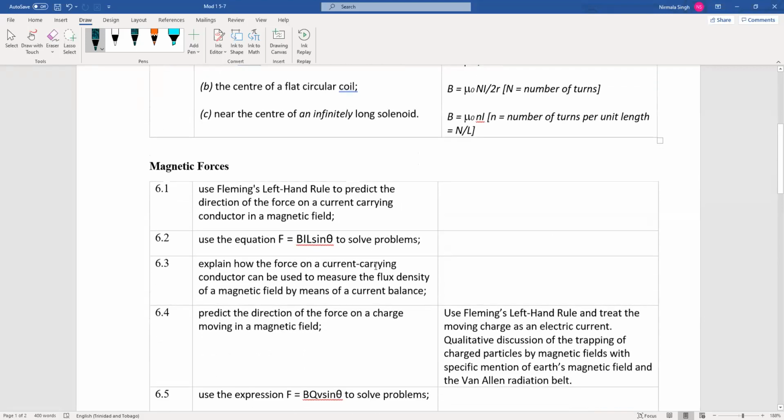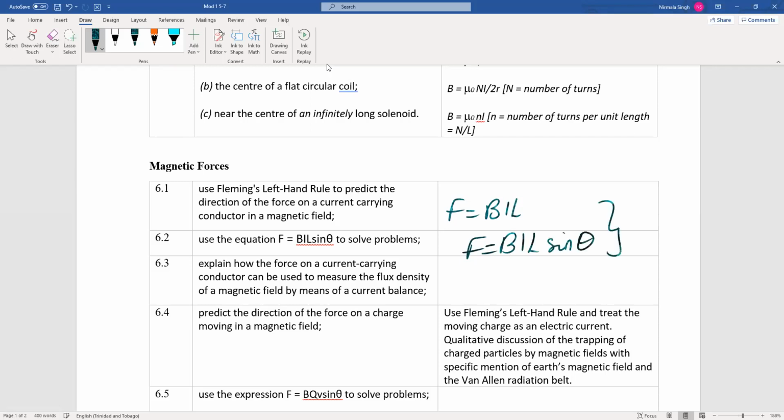All right, going down, we have magnetic forces. We're going to use Fleming's left-hand rule. You all should remember your left and your right-hand rules. We're going to use the equation force is equal to BIL, and force is equal to BIL sine theta. Obviously, we're going to look at angles involved in there. So that's actually the first equation up. You're going to see this at the very first start.